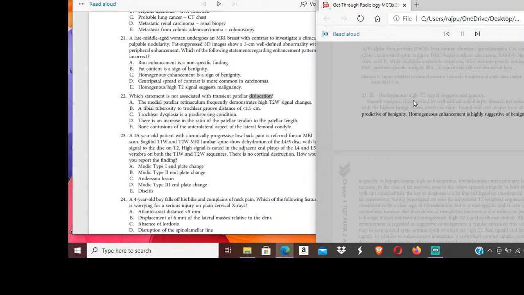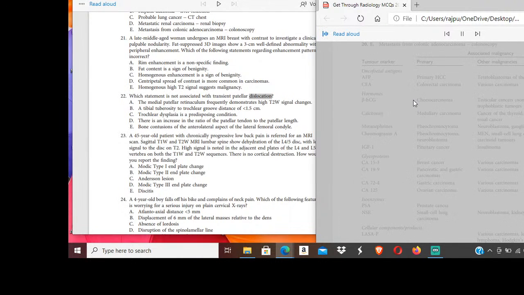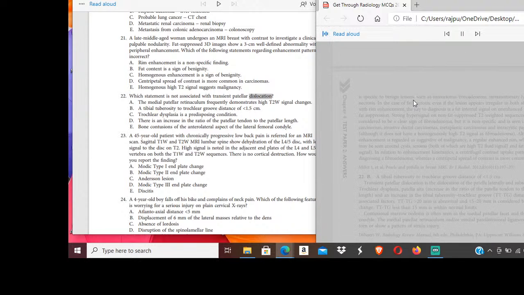Fat content is specific to benign lesions, such as hamartoma, fibroadenoma, intramammary lymph nodes or fat necrosis. In the case of fat necrosis, even if the lesion appears irregular in both shape and margin, with rim enhancement, the key to diagnosis is a fat internal signal on unenhanced sequences without fat suppression.